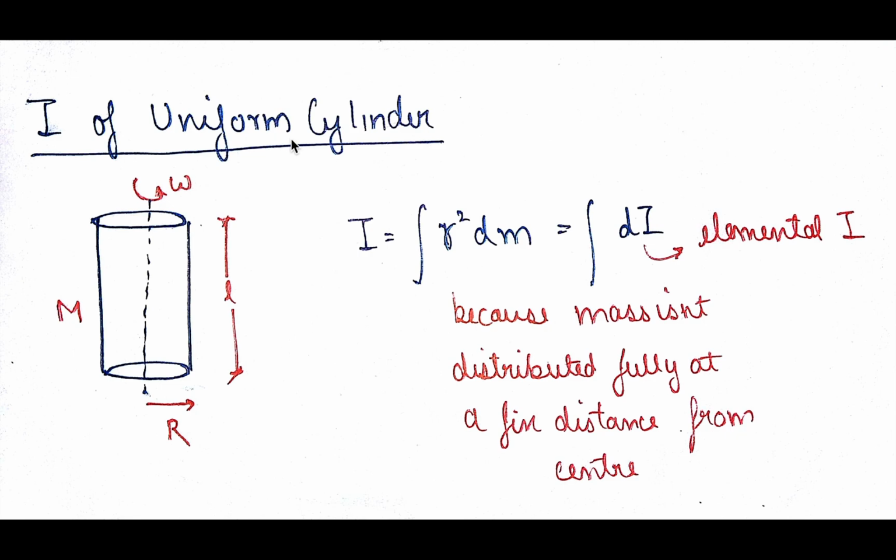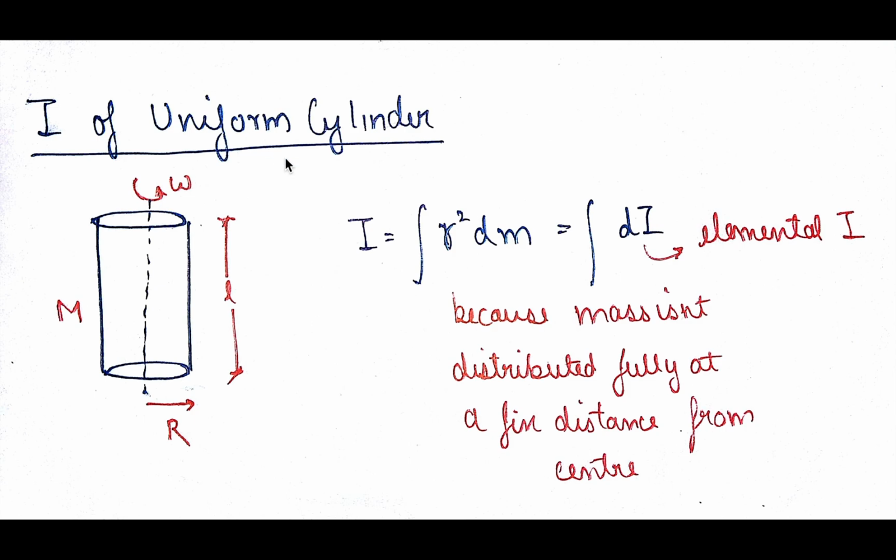Let's begin the calculation of the moment of inertia of a uniform cylinder, that is, a solid cylinder. Let's say we have a cylinder of radius capital R, mass capital M, and height or length small l. Let's say it is rotating with an angular velocity omega. Well, this is not required for the calculation of moment of inertia. This I have already told you.